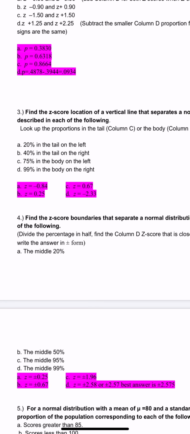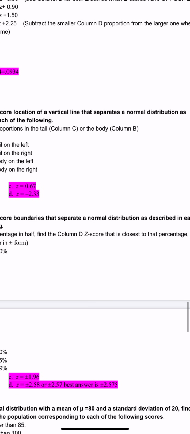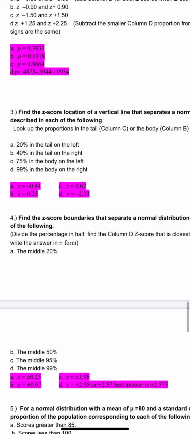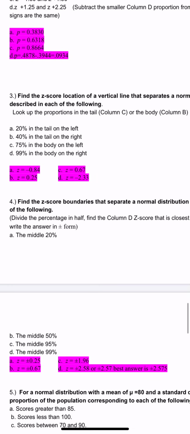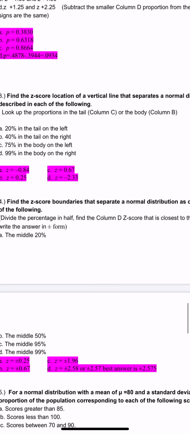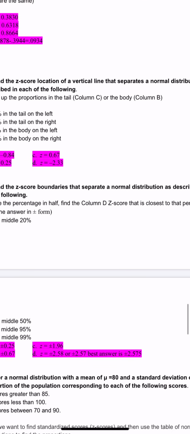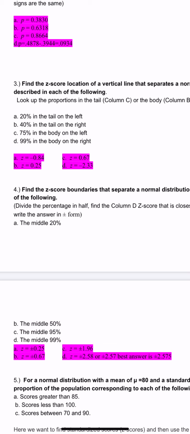Okay, find the z-score boundaries that separate a normal distribution as described in each of the following. So how we do this is we divide the percentage in half, find the column D z-score that is closest to that percentage, and write the answer in plus minus form.